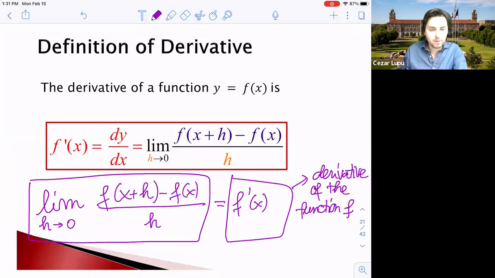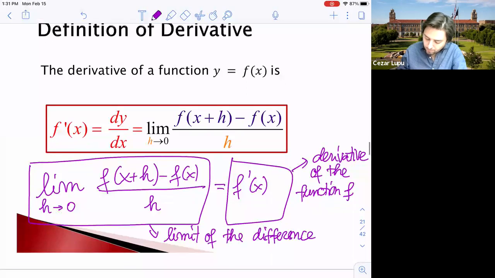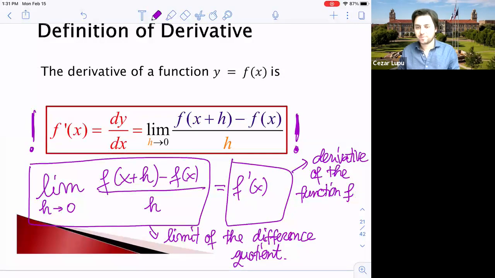And this limit here that you see is nothing else than just the limit of the difference quotient. So both of them are equal. So that's the definition. And also see it here as well. I'd like you to stare at this for a bit. This is very important.